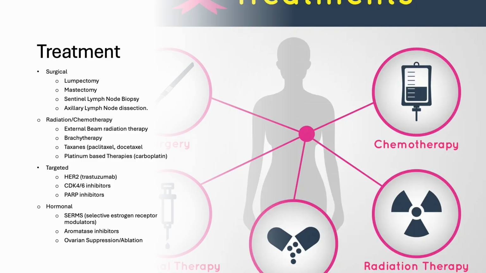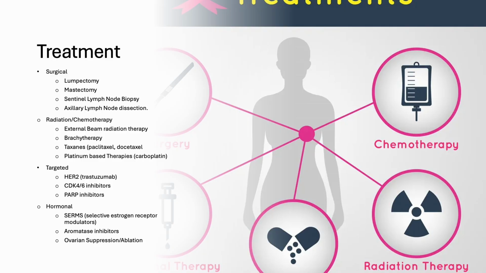There are many treatment options, including surgical treatment options, radiation therapy, chemotherapy, targeted therapies, and hormonal therapy. Surgical treatments include lumpectomy, which is breast-saving surgery. This is when there is an ability to remove the lump from the breast. The next option is a mastectomy, which can be categorized as a simple or modified radical. This is when they remove the entire breast, including lymph nodes.